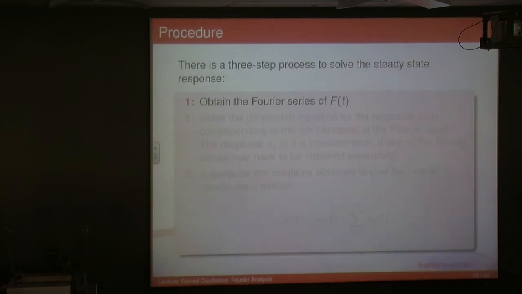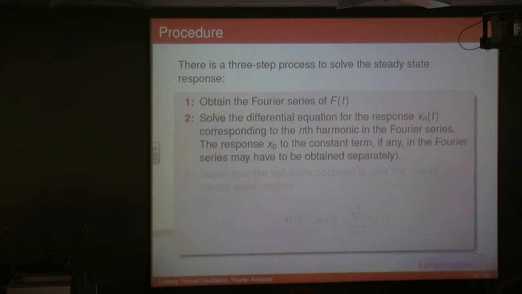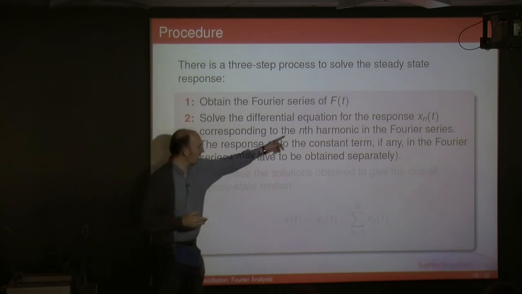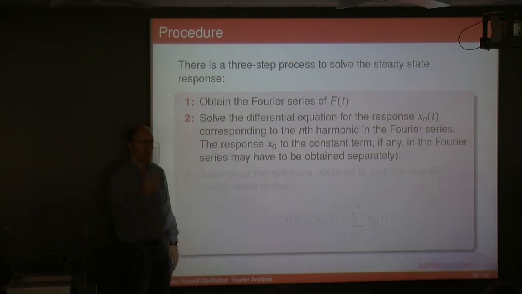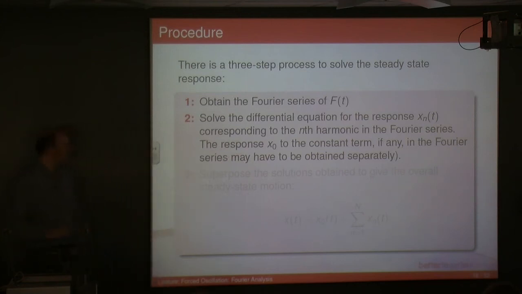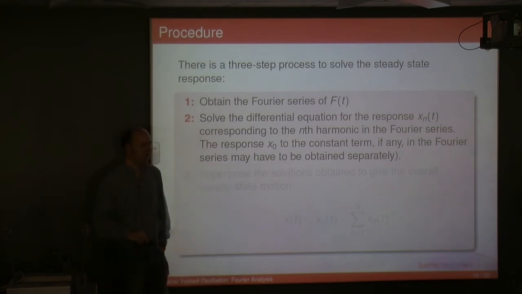So it's a 3-step process. Like I said, step 1 you're unlikely to need, certainly for this module: obtain the Fourier series for the forcing function. Step 2 is to solve the differential equation for the response x of n, corresponding to the nth harmonic. So we're not being specific about n. We're just saying there's going to be an n term somewhere in there, and we need to solve for that nth harmonic in the Fourier series. Response x0 is a constant term, if there is any, in the Fourier series, and may have to be obtained separately.